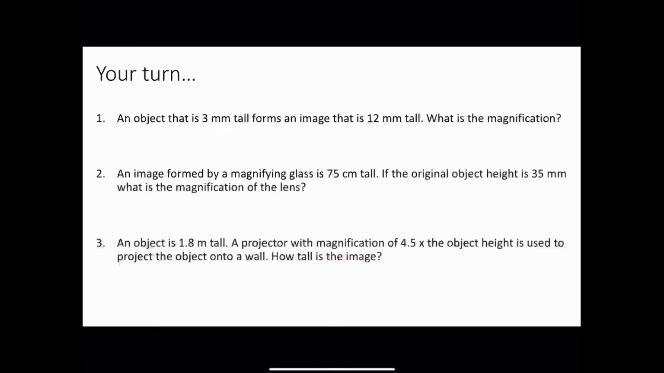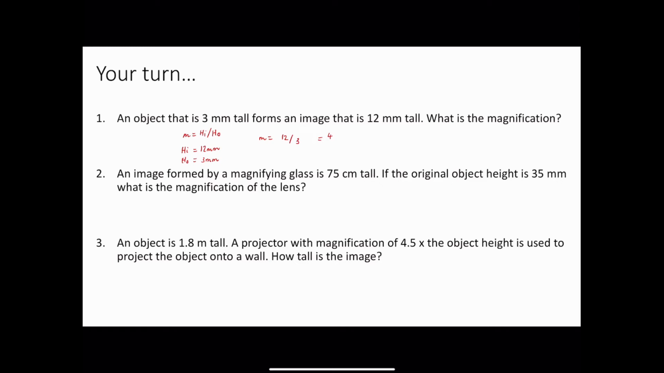Okay, so let's have a go at going through these answers then. Question 1 says, an object that is 3 millimetres tall forms an image that is 12 millimetres tall. What is the magnification? So magnification is HI over HO. Image is 12 millimetres tall. Object is 3 millimetres tall. So magnification is equal to 12 over 3, which is equal to 4. Okay, so the magnification zooms in 4 times.